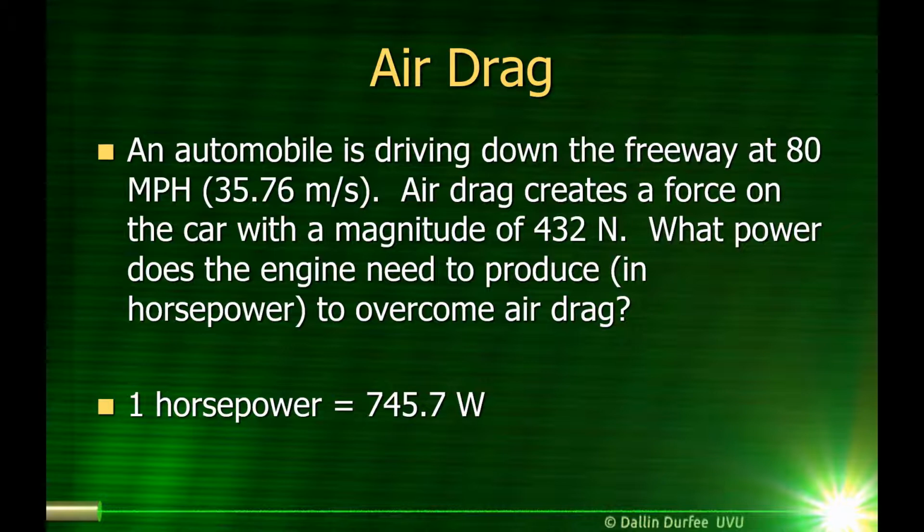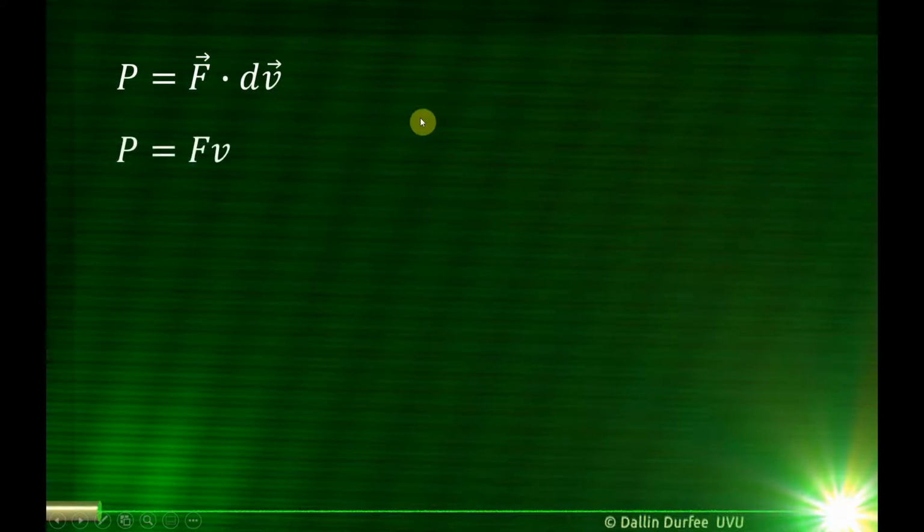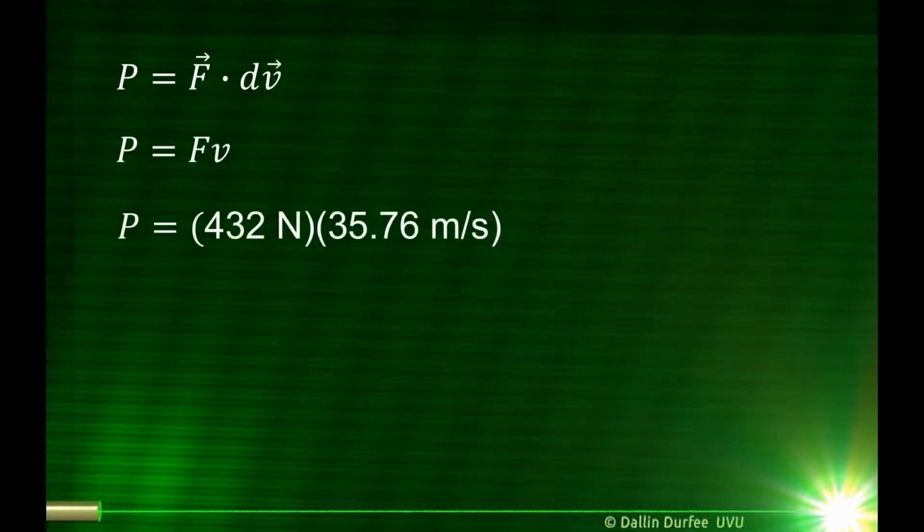Well, the power that the engine needs to produce is the same as the power caused by the air drag that slows the car down. So power is force times velocity. Sorry, there should be no d here. Just force times velocity. And of course, we know the force due to air drag is 432 newtons. The velocity is 35.76 meters per second.